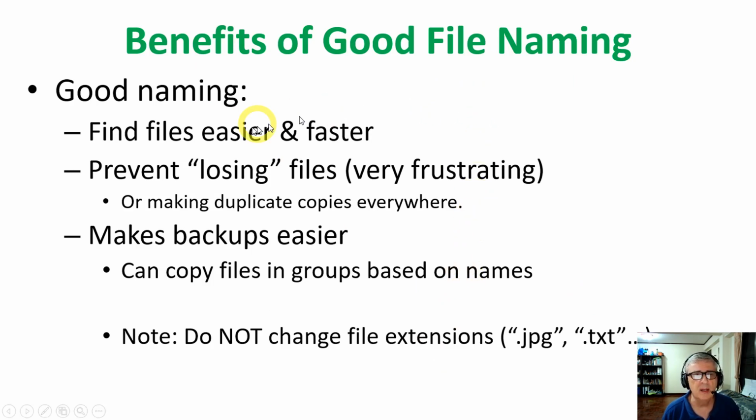The benefits of good file naming. Well, with good naming, you find files easier and faster. You do not lose files, which is very frustrating. We've all done it. We've all saved a file somewhere and can't remember what we called it. It's very hard, and when you do that, you often end up making multiple copies of a file everywhere across the system. Also, it makes backing up your system easier. I'm going to talk about backing up, but if you can order things like A, B, C, and you back them up A, B, C, you have an organized way of making backups to ensure that you got every file.